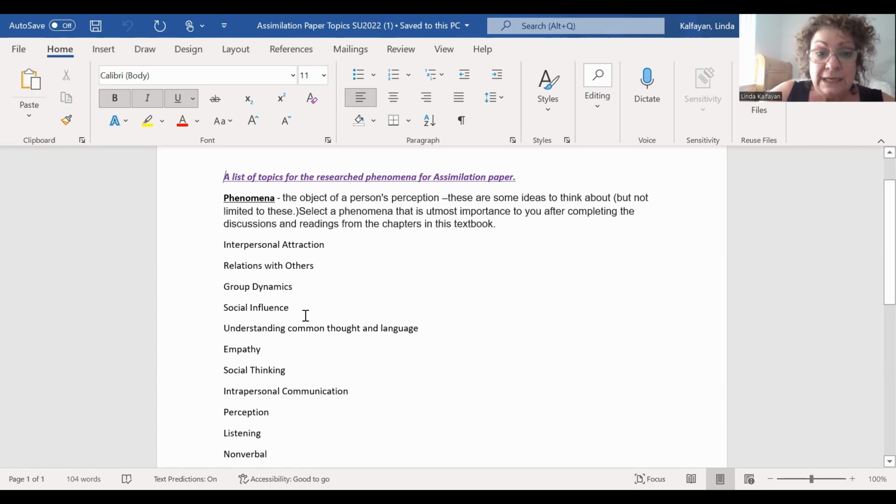We have social media, we have mass media, communication, computer mediated communication. I'm so used to saying CMC. So these are all ways that we have an influence from media, and how does this affect our interpersonal communication? Understanding common thought and language.